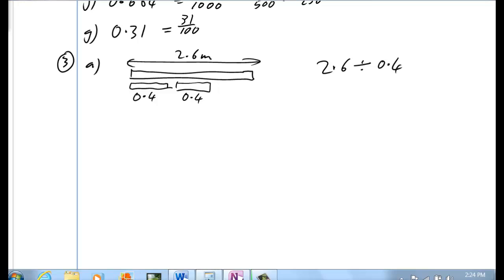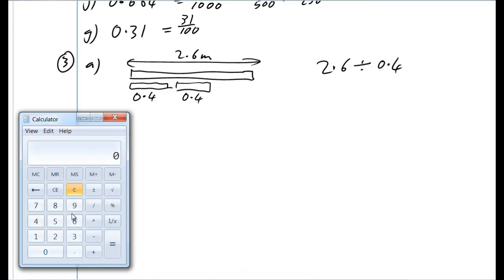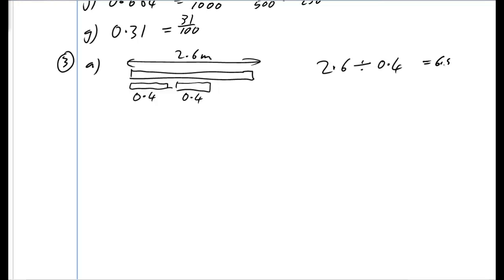So let's grab our calculator. 2.6 divided by 0.4 equals 6.5. So there's going to be 6 pieces, so that's going to be 6.5. So the question says, how many pieces will you get? Well, you'll get 6 pieces.